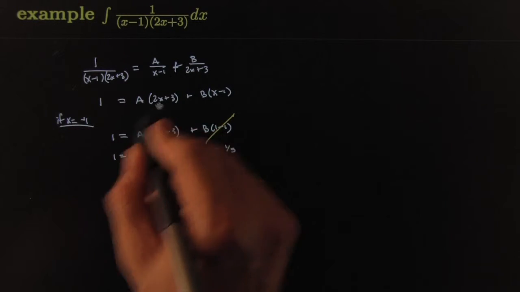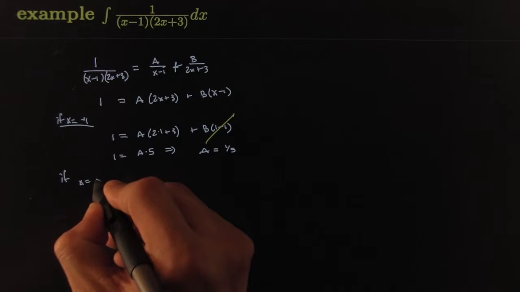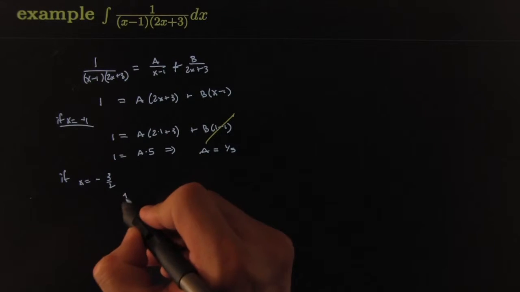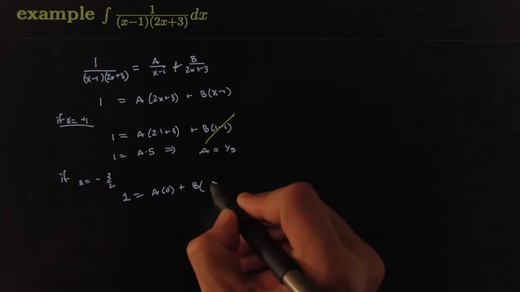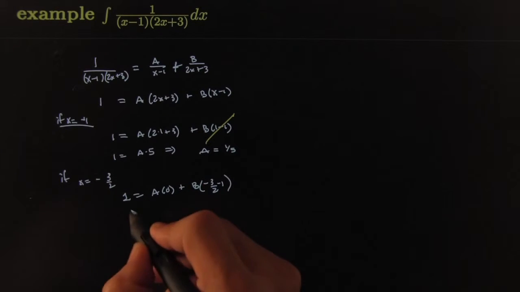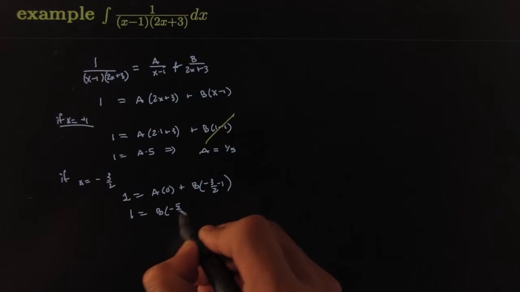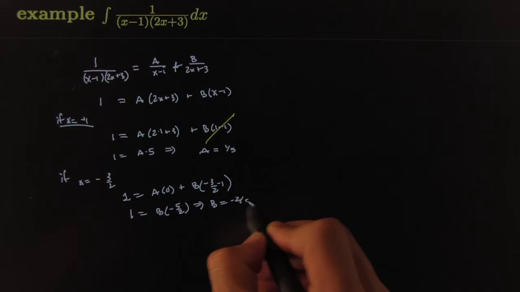Now that was so fun. Let's try it again. What if x was equal to -3/2? This should still be true, so I have that 1 is equal to a times 0 plus b times (-3/2 minus 1). So 1 is equal to b times -5/2, or said differently, b is equal to -2/5.